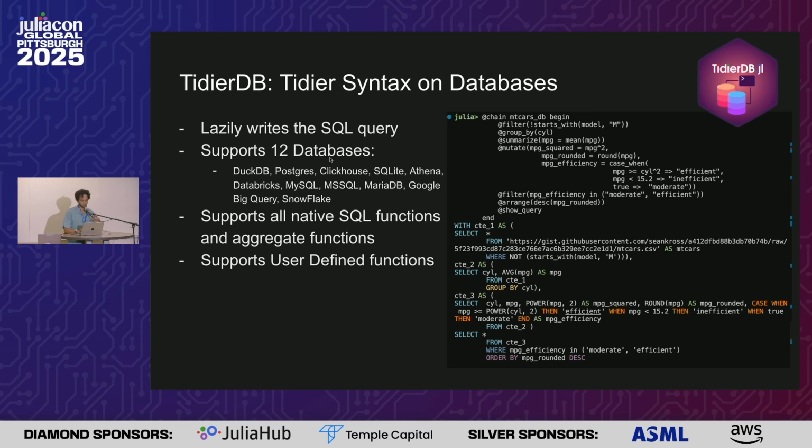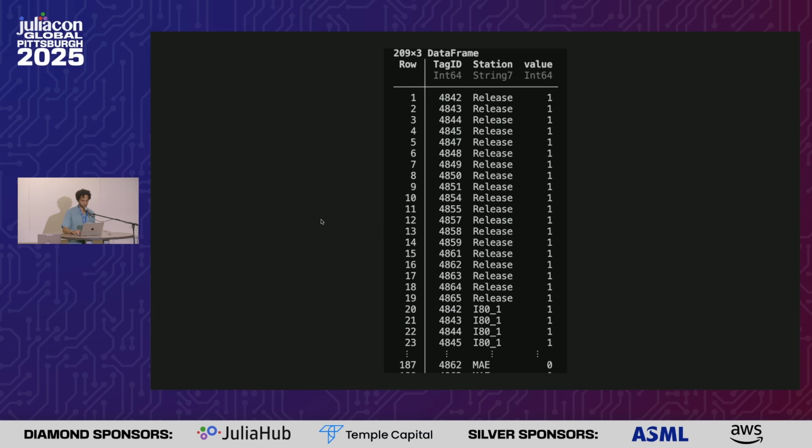And again, it supports 12 backends. I want to stress too that DuckDB is the only backend that comes within the package. The rest are all extensions to try and lighten up the overall dependency load, and then it supports all the native functions, aggregate functions, user-defined functions, and more.